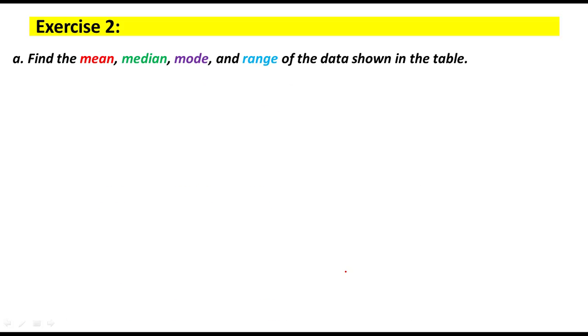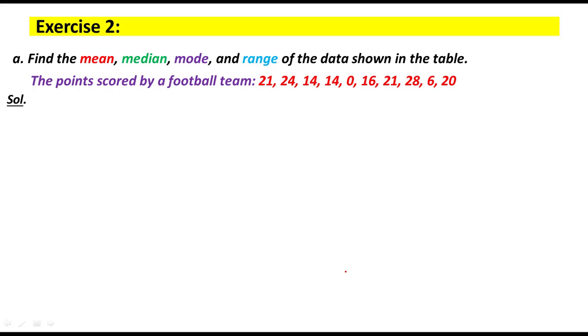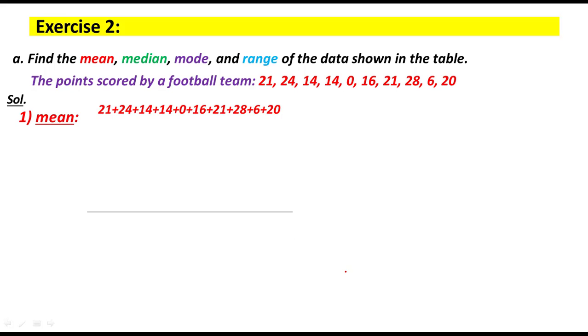Exercise number 2, find the mean, median, mode, and range of the data shown in the table. The solution: we're going to find the mean first. I'm just going to add the terms that I have in front of me and divide by the number of the values, which is 10. This will give me 16.4.